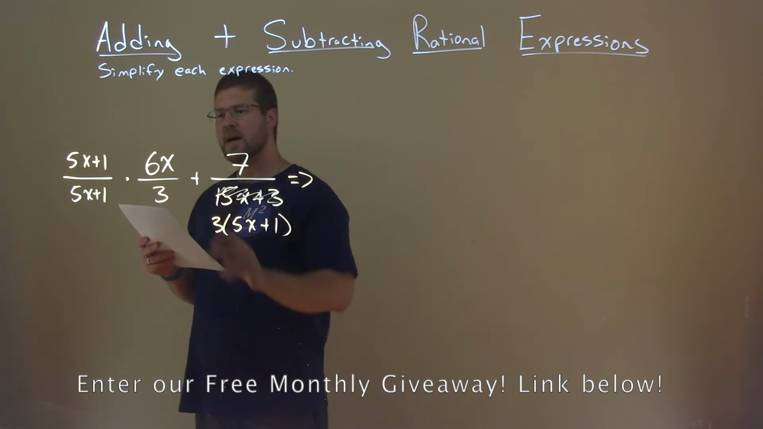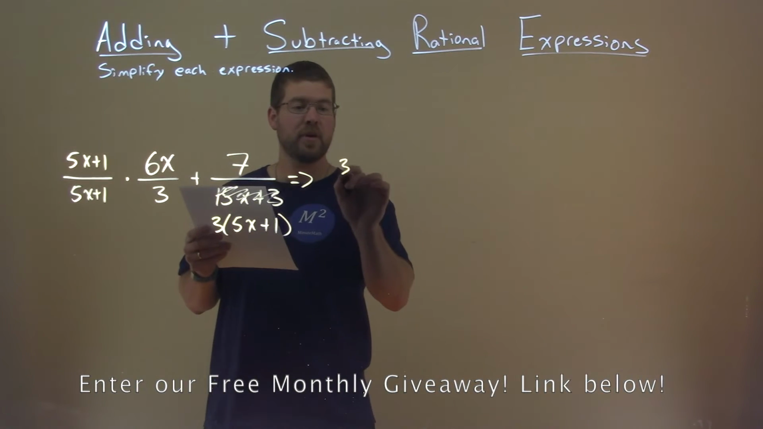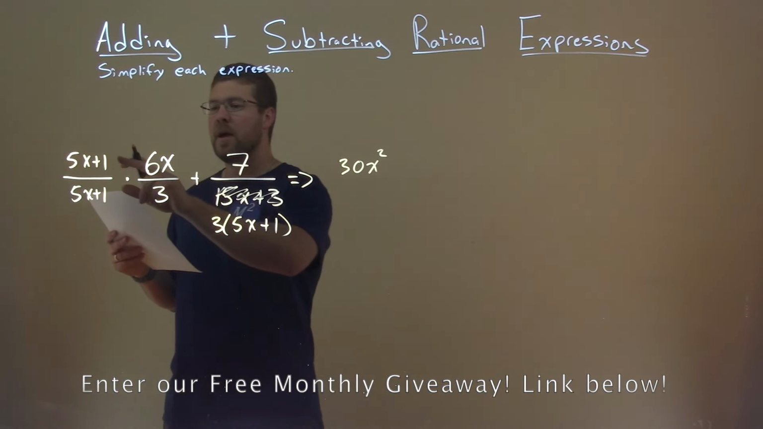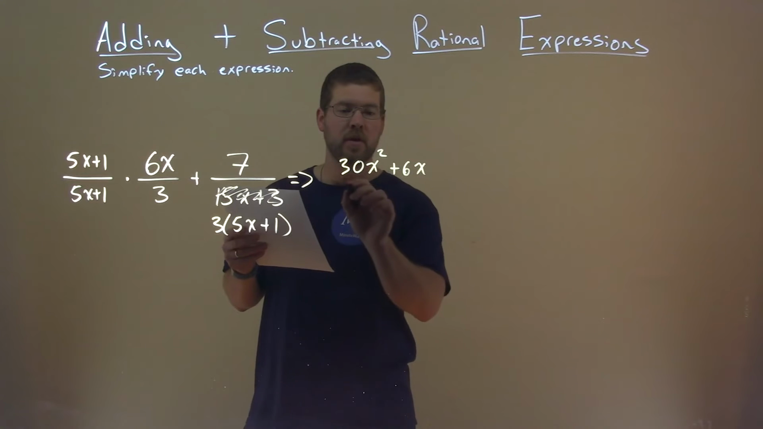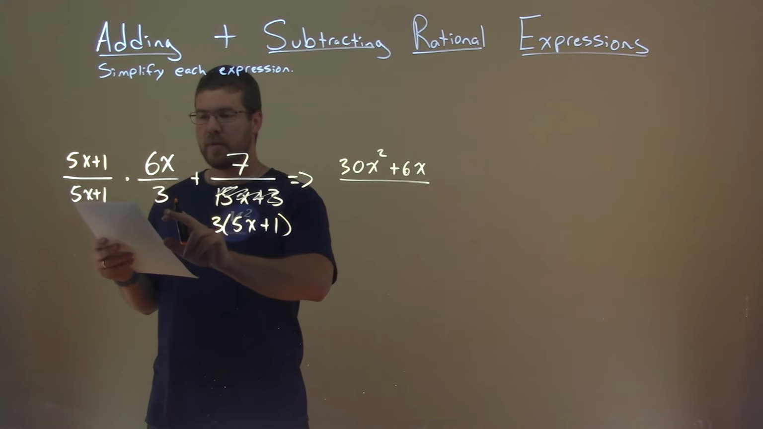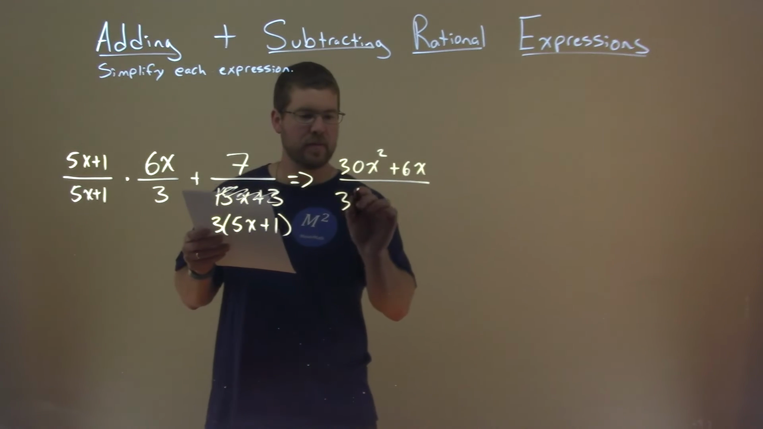Well, 5x times 6x is 30x squared, and then 1 times 6x is 6x. Over that denominator, 3 times 5x plus 1, like this.